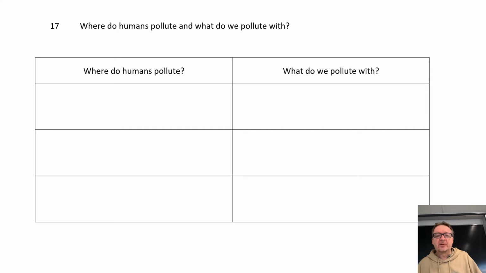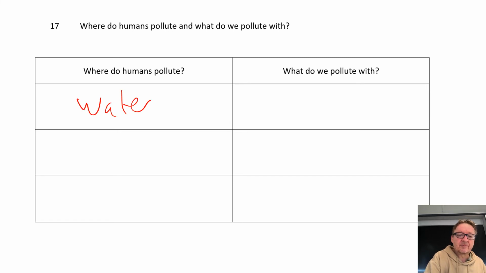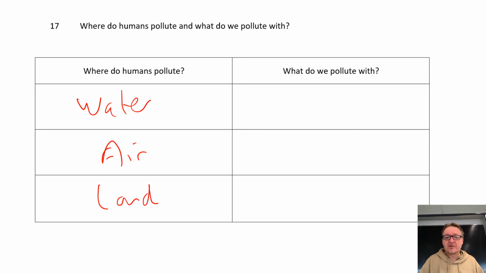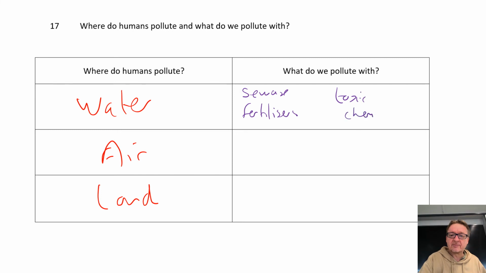Where do humans pollute, and what do we pollute with? So where do humans pollute? Let's try and think of somewhere where humans don't pollute. Can't really think of anything. So where do they pollute? Water, air, and land. There's not many other choices really, are there? What do we pollute? We pollute water with sewage, fertilizers, toxic chemicals. There's probably lots of other things.